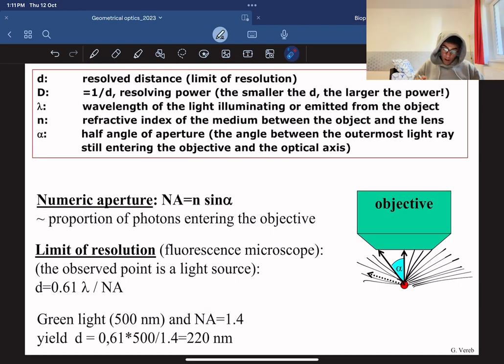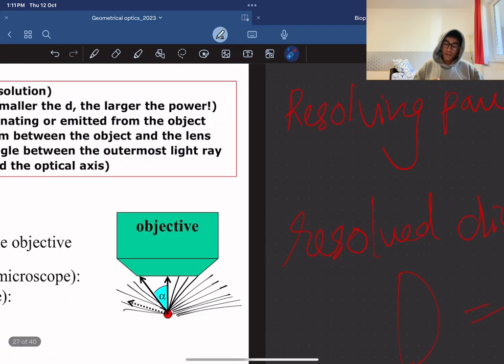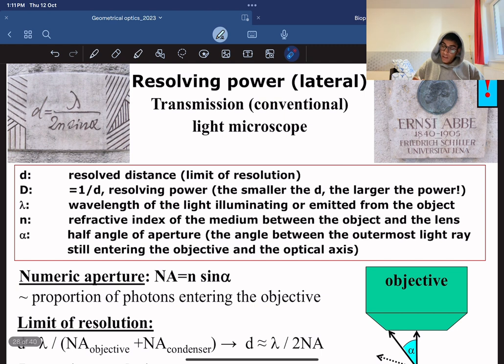Okay, now there's a formula derived by this guy which tells us the limit of our resolution. The guy's name is Ernest Abbe. This was his formula, which he had written on his grave.